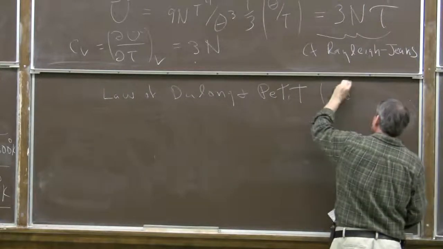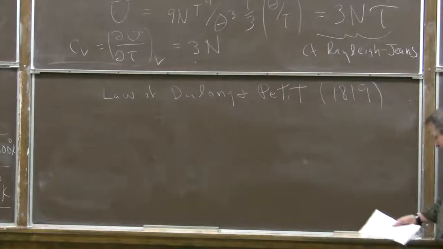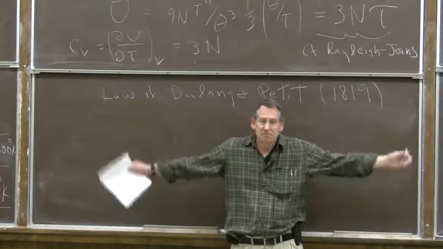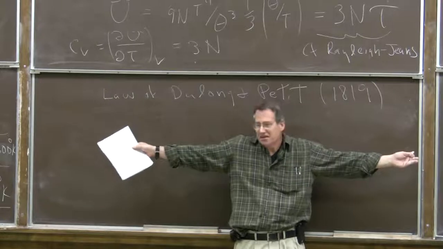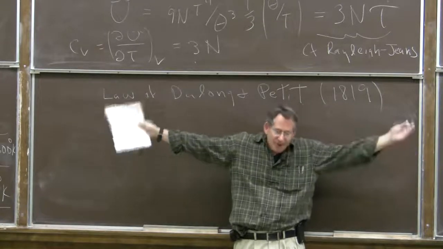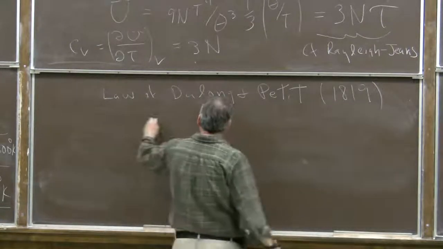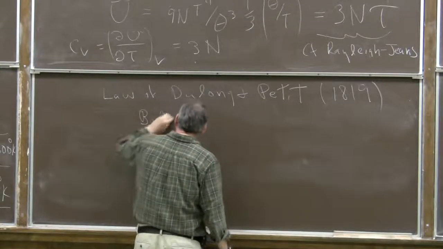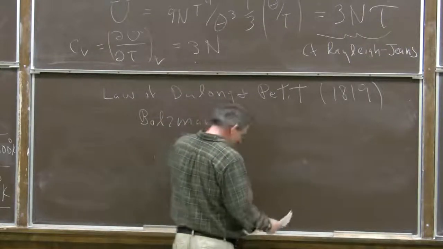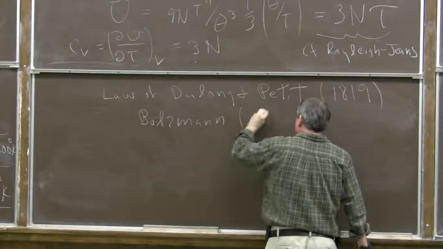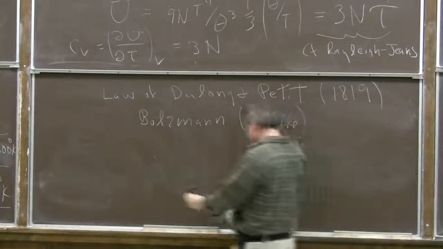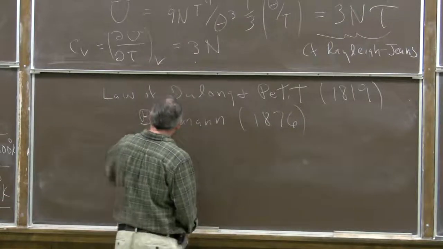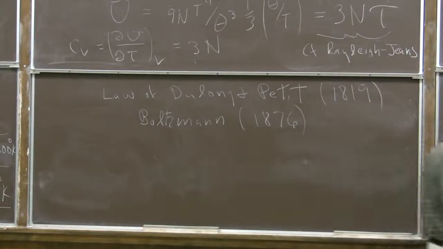Discovered experimentally in 1819, explained by who? Who would explain something like this? Classical statistical physics? Boltzmann. Explained by Boltzmann, who did so many great things in statistical physics, in 1876. That's your default answer when I ask who did something, except let's let the guy have his tea. All right, there we go. He deserves it.